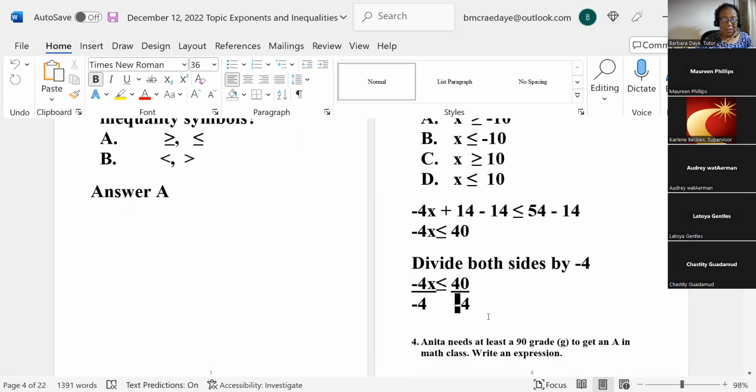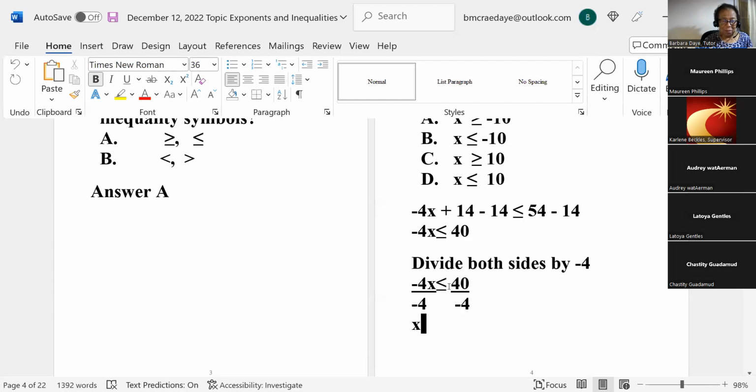So what would be the answer, Audrey? Negative 10. X, I mean, yeah, X. Okay, so let's put here X. So what would X be? X would be, okay, let's see what we got. X would be less than. Well, we have 10. We have to reverse this.